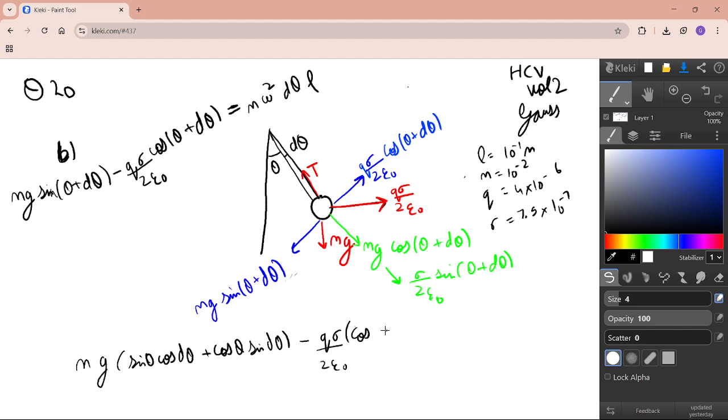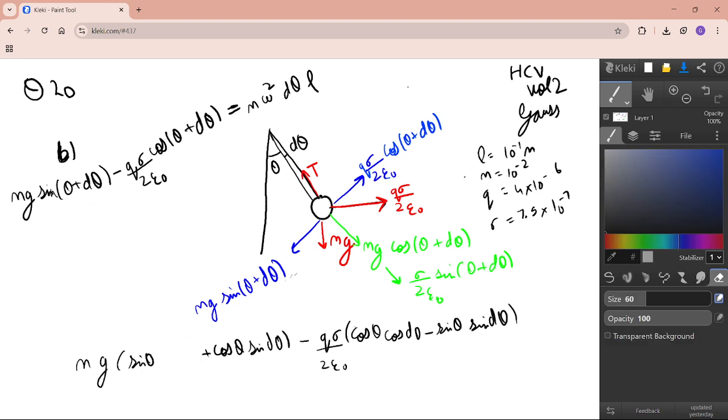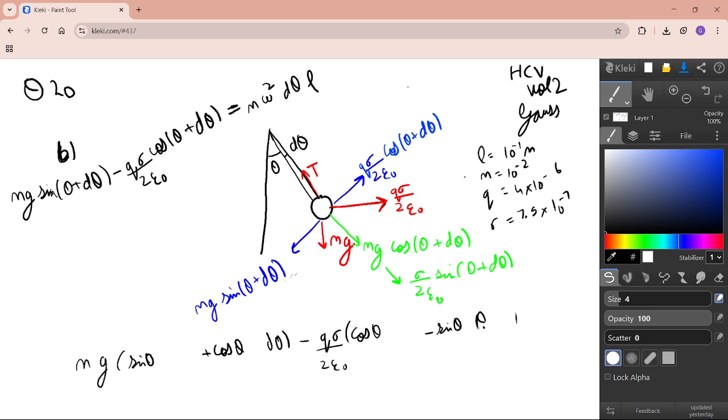It becomes cos theta cos d theta minus sine theta sine d theta. I'm going to ignore the RHS for a moment. Now this cos d theta for small values, of course, it's 1. And this sine d theta for small values, it's d theta.